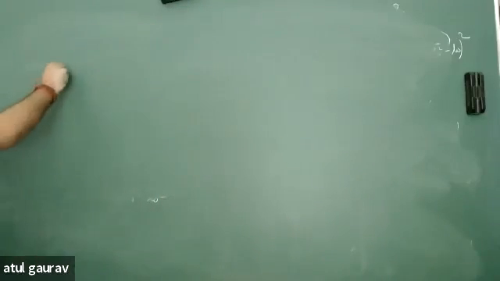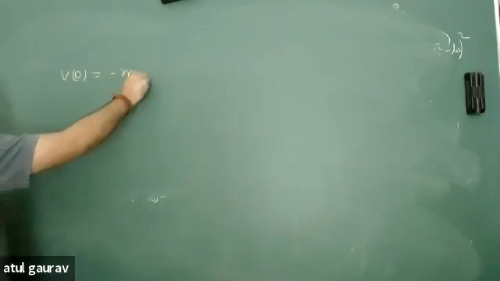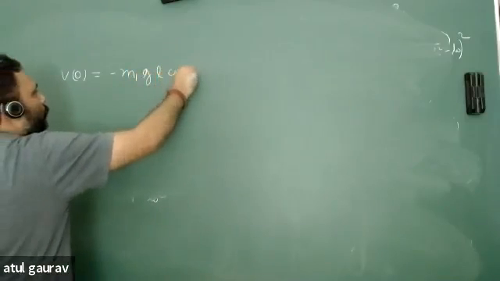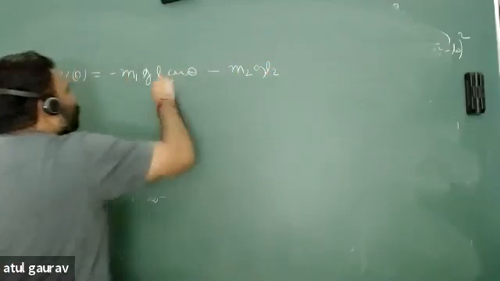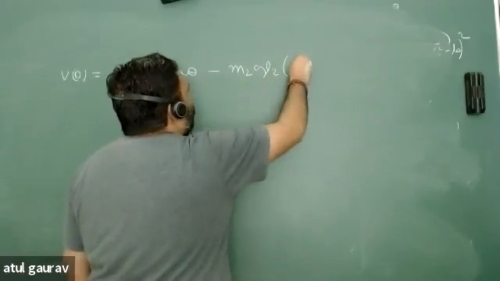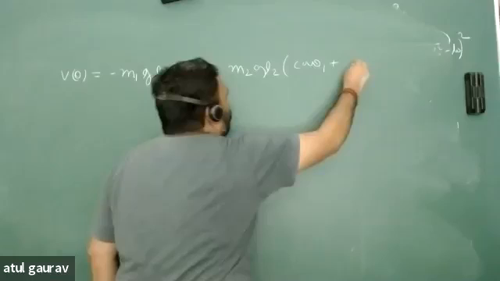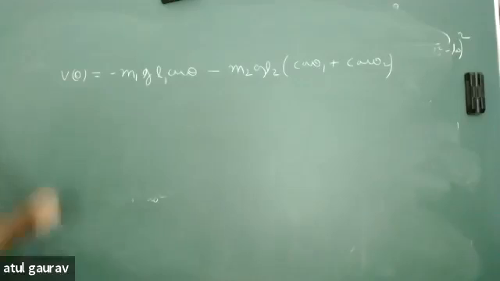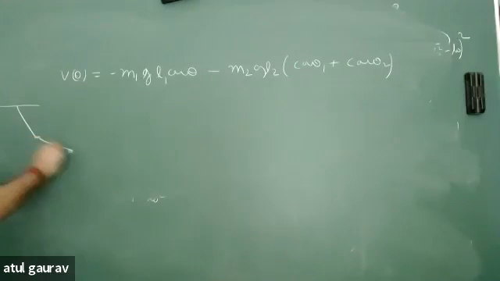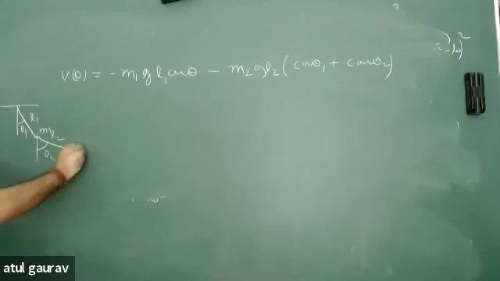What will be the potential energy for the double pendulum? That will be minus m1 g l1 cos theta 1 minus m2 g l2 cos theta 2, with the appropriate L1 and L2 terms. Remember all this? I think you have done the double pendulum. Remember this double pendulum problem? So this is L1, this is L2. This one is theta 1, this one is theta 2. This is M1, this is M2.